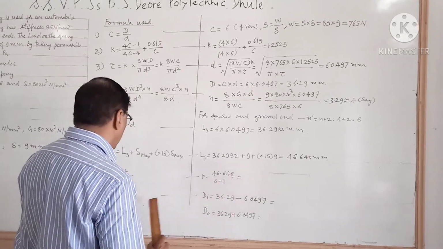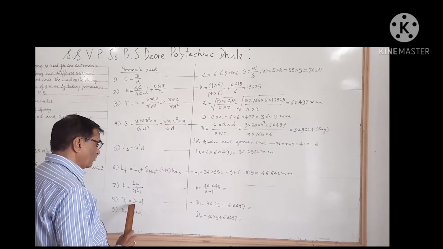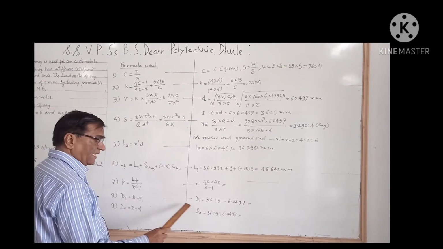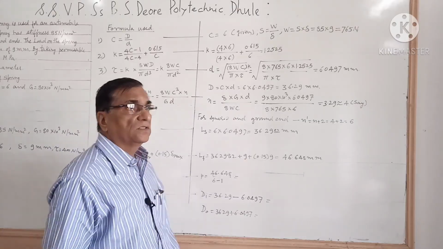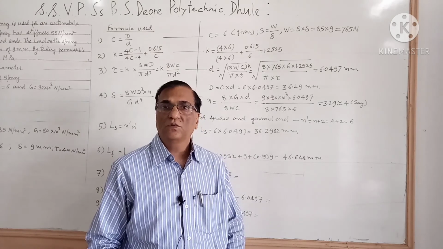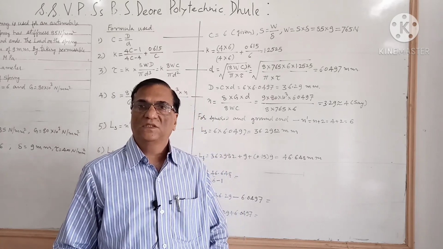Now from this formula, putting the value of free length and n dash, we can calculate the pitch using a calculator, and putting the values of mean coil diameter and wire diameter, we can calculate Di and Do also. So this is all about the design of spring. This is the end of the session.